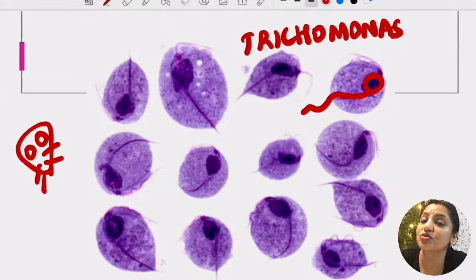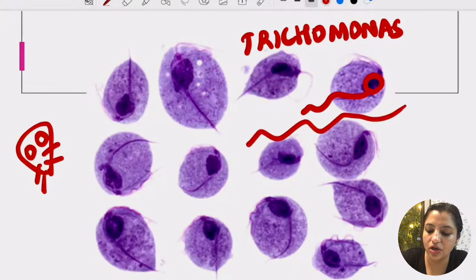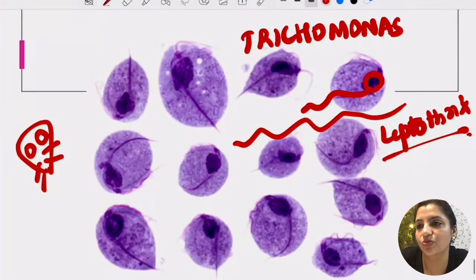So trichomonas is one of the very important questions. Remember, whenever we have trichomonas, the background usually contains long thread like organisms which are called leptothrix. So trichomonas is usually associated with leptothrix infection. That's a clue that it's there.